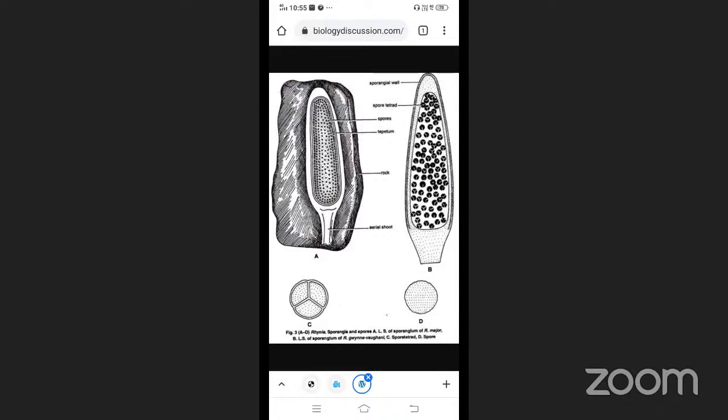The sporophyte of Rhynia reproduces only asexually by spores and was homosporous. Asexual reproduction means only the sporophytic generation is there. There is no gametophytic generation. So that's why only asexual reproduction is present in Rhynia.